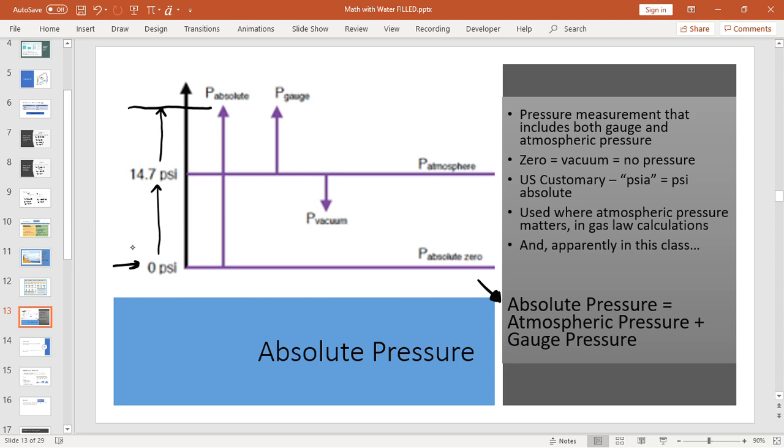And in US customary, if you see PSIA, that means absolute pressure. Okay. And you use absolute pressure when you're doing gas law calculations, you're doing some chemistry. And for some reason, you guys need to know it as well.